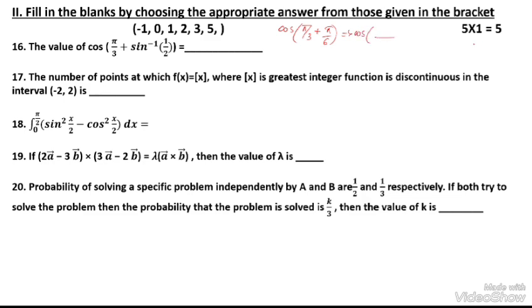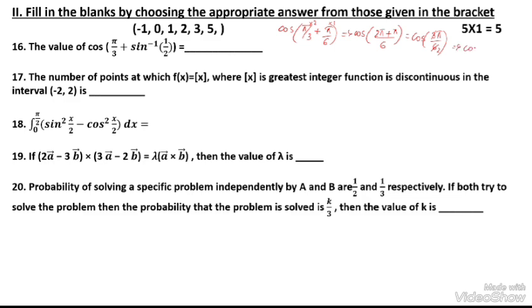The LCM of 3 and 6 is 6. 3 2s are 6 and 6 1s are 6. 2 into pi is 2 pi, plus pi into 1 is pi. Now adding 2 pi plus pi, it is 3 pi. Cos of 3 pi divided by 6.